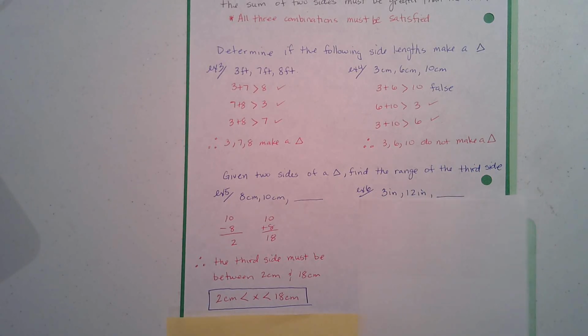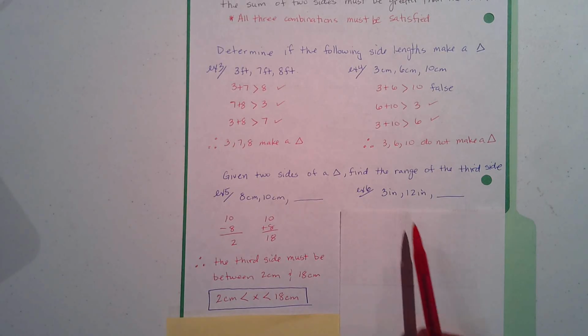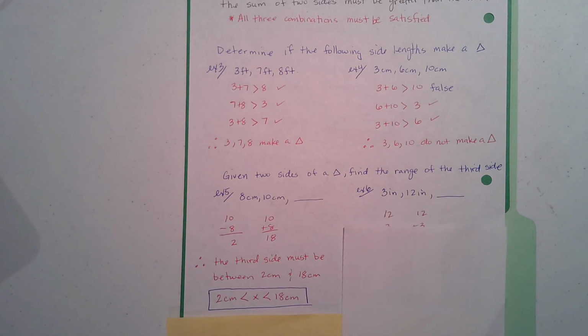Alright, example 6. We have 3 inches, 12 inches. Again, take the difference between the two and then take the sum. So 12 minus 3 is 9, 12 plus 3 is 15. Therefore, the third side must be between 9 inches and 15 inches.